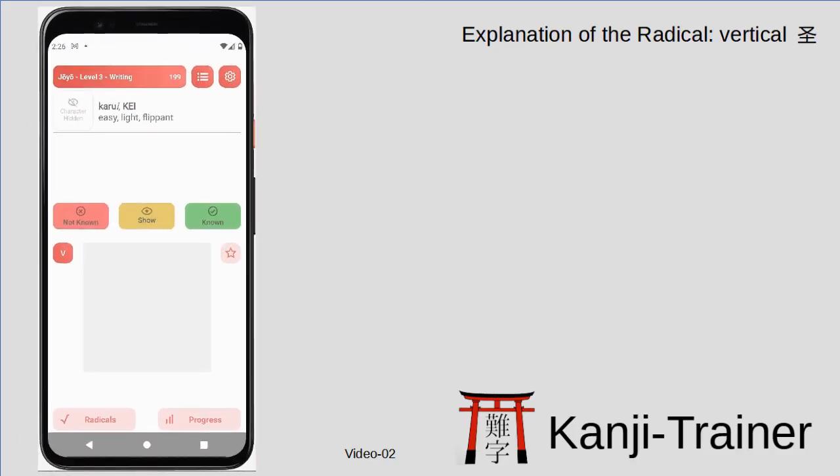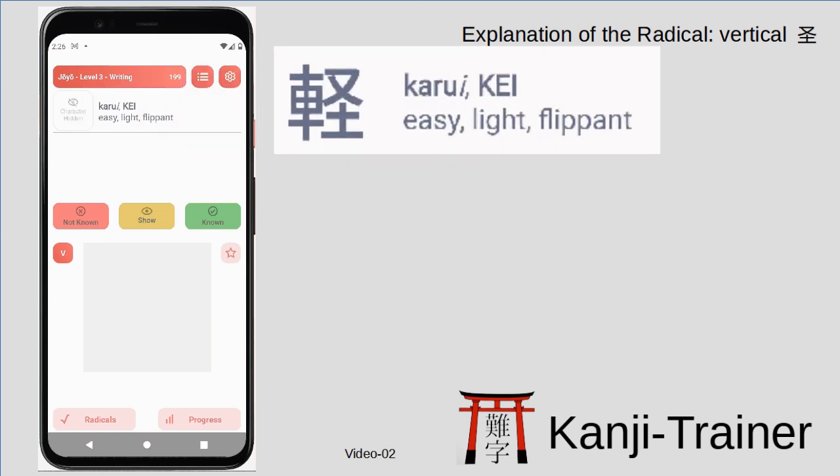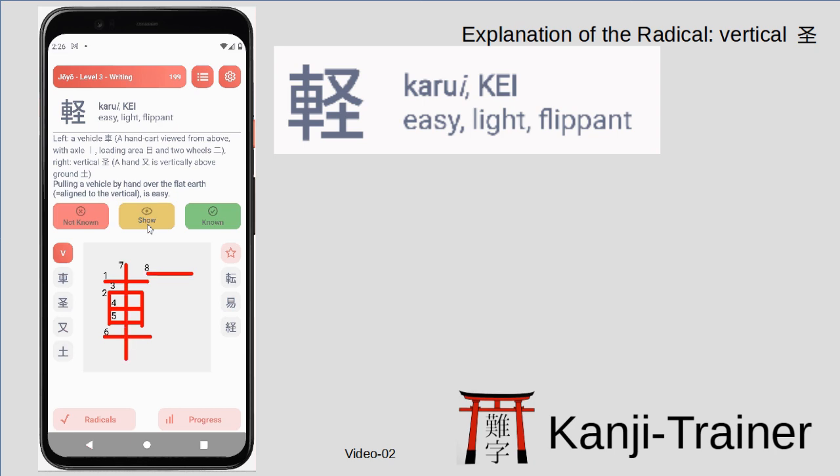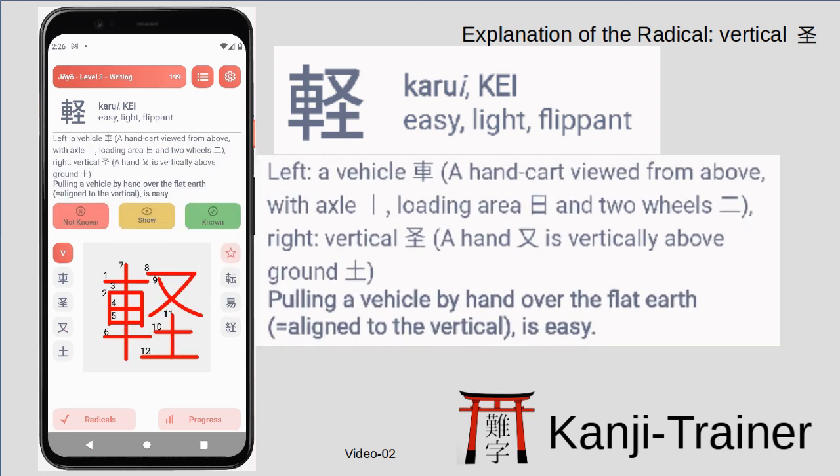I am now asked in the Kanji Trainer for the kanji with the meaning easy or light and the pronunciation karu or kei. Here at the bottom is the drawing area where I can draw the character with my finger. If I do a wrong stroke, the app tells me how to do it correctly. And by pressing the yellow button, I can get the character drawn. Then, here in the middle, an explanation field pops up.